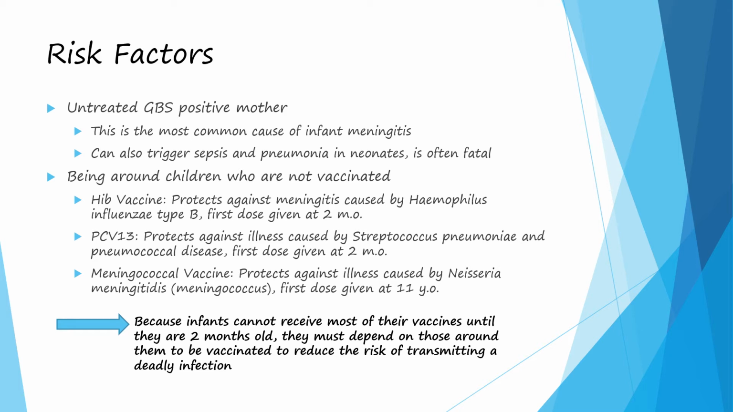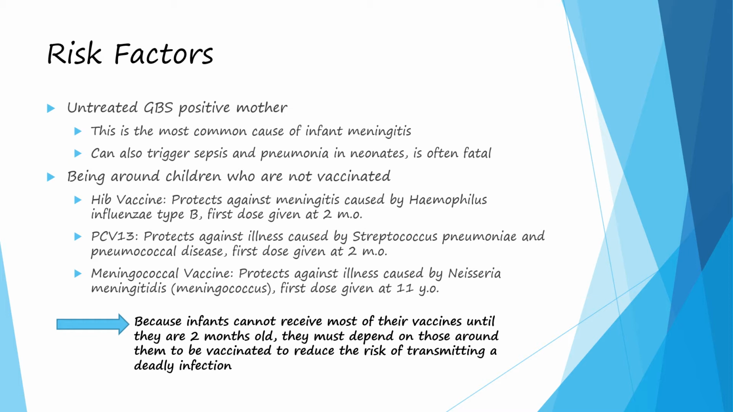Another vaccine is the PCV13, and this protects against illness caused by Streptococcus pneumonia and pneumococcal disease. This first dose is given at 2 months out of a 4-dose series. Meningococcal vaccine. This also protects against illness caused by Neisseria meningitidis, or also meningococcus. And then this dose isn't given until 11 years old, and it's a series of 2. So that one isn't given until the child is way older.